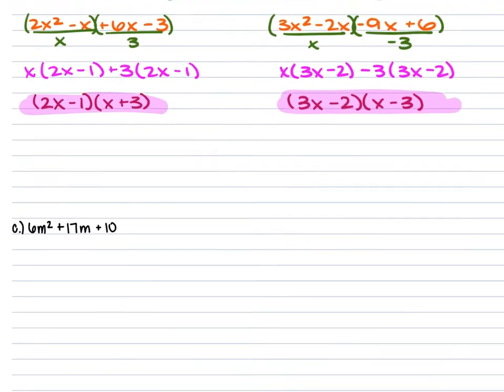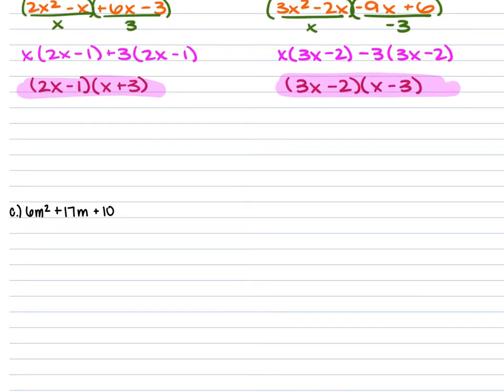For example C, we have 6m squared plus 17m plus 10. So we're going to do 6 times 10, we get 60. We want the factors of 60 that add up to be the 17. So if we have a 5 and 12, 5 plus 12 is 17, 5 times 12 is 60. So this is going to expand into 6m squared plus 5m plus 12m plus 10.